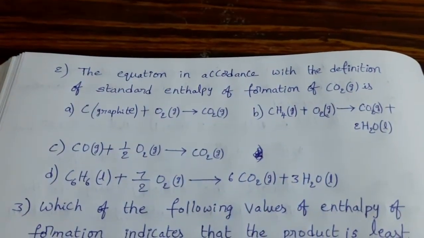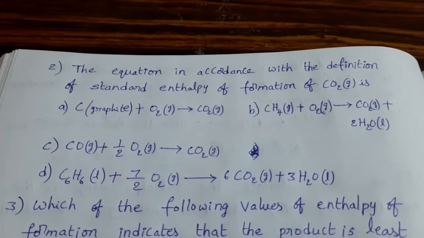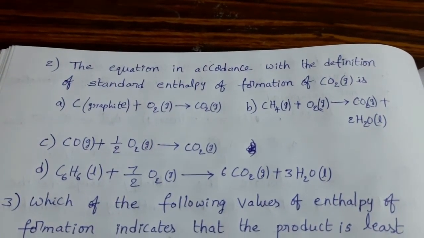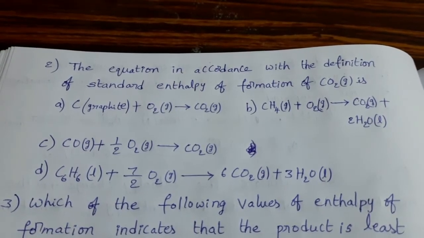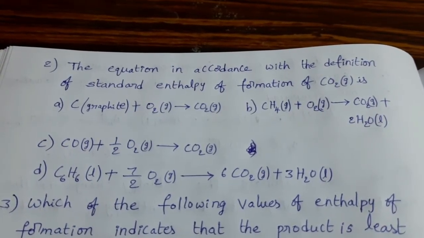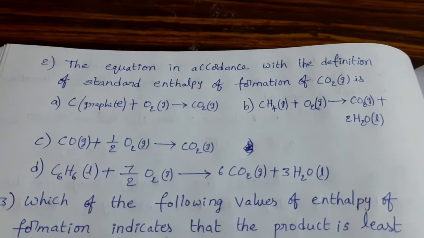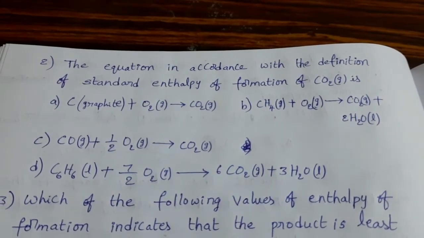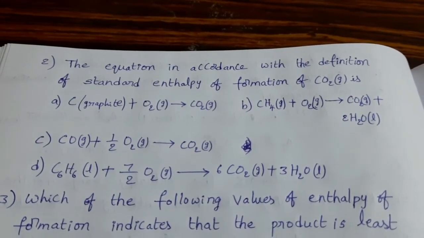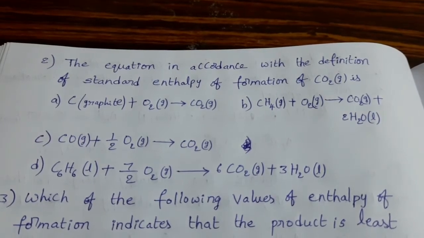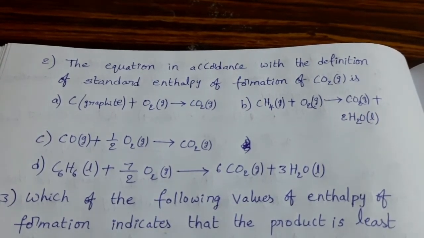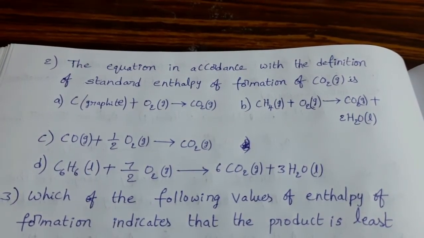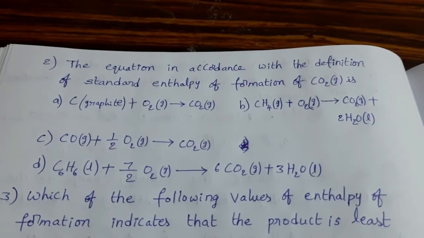The equation in accordance with the definition of standard enthalpy of formation of CO2 is. So we have to select a suitable equation for standard enthalpy of formation of CO2. According to definition, standard enthalpy of formation of a particular compound means that compound 1 mole is obtained from its constituent elements in their standard state. Here compound is CO2, elements are carbon, oxygen. Carbon standard state in the form of graphite, oxygen standard state, gaseous state.